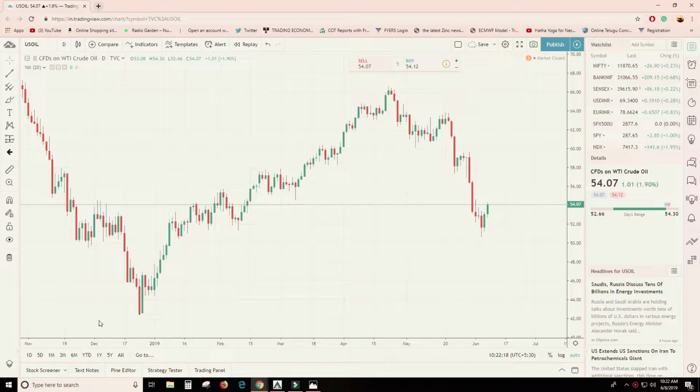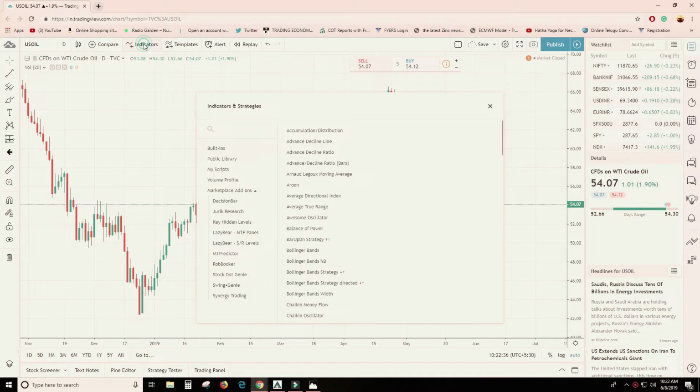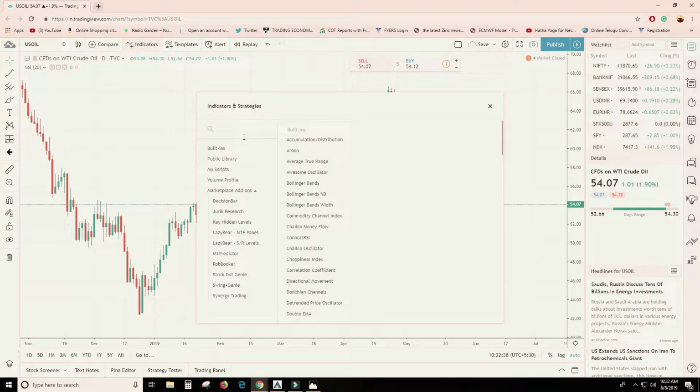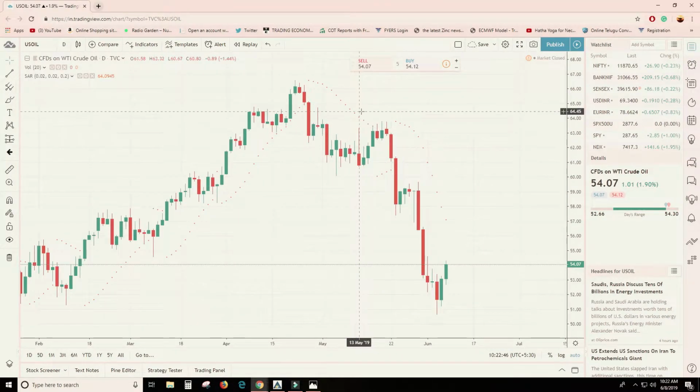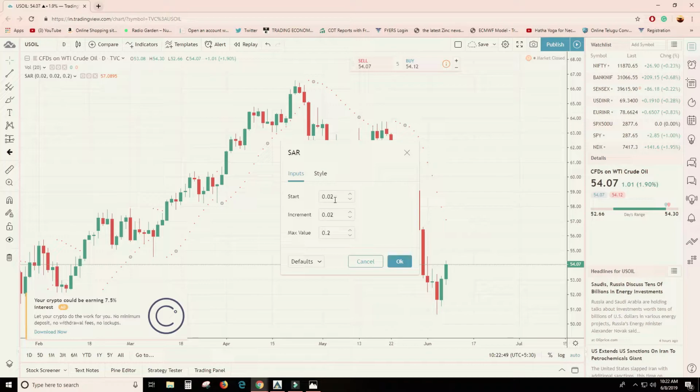Hi, today I want to discuss how to use parabolic SAR to find a very good buying signal for carry forward trade. So here I have a TradingView chart. What you can do is add parabolic SAR. The parabolic SAR comes with the default 0.02 and max value 0.2.